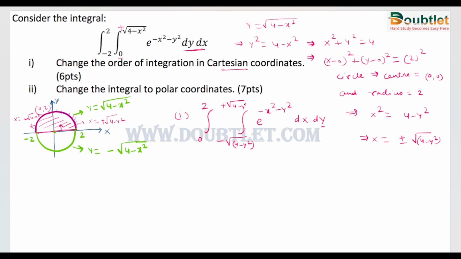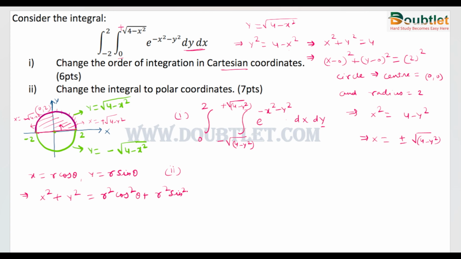So this is the change of integral. Now to convert this into polar coordinates, we know that if we write x square plus y square, and we assume x as r cos theta and y as r sin theta, then if we square and add these equations, what do we get? We get x square plus y square, and here we get r square cos square theta plus r square sin square theta.